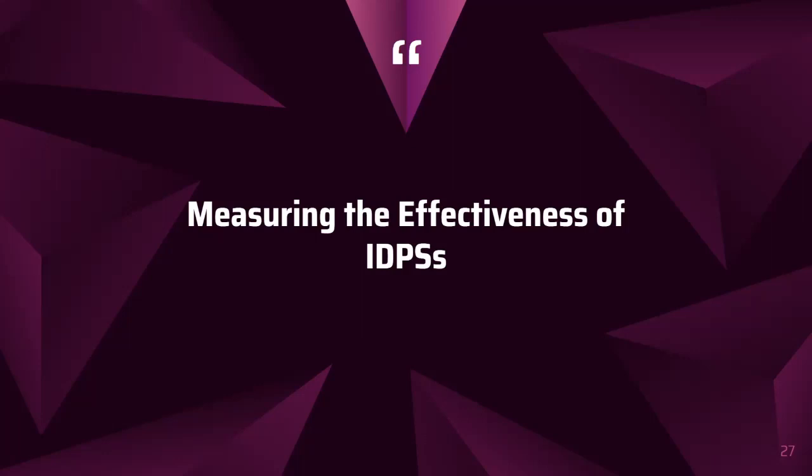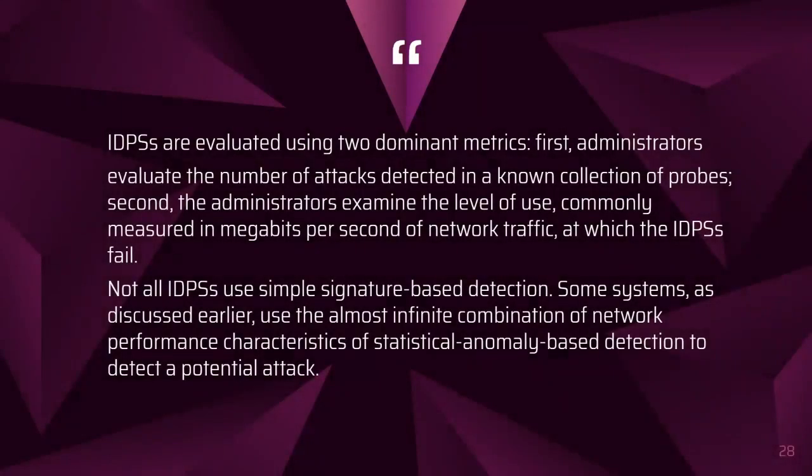So we proceed now to measuring the effectiveness of IDPSs. IDPSs are evaluated using two dominant metrics. First, administrators evaluate the number of attacks detected in a known collection of probes. Second, the administrators examine the level of use, commonly measured in megabits per second or Mbps, of network traffic, at which the IDPSs fail. Not all IDPSs use simple signature-based detection. Some systems, as discussed earlier, use the almost infinite combination of network performance characteristics of statistical anomaly-based detection to detect a potential attack.